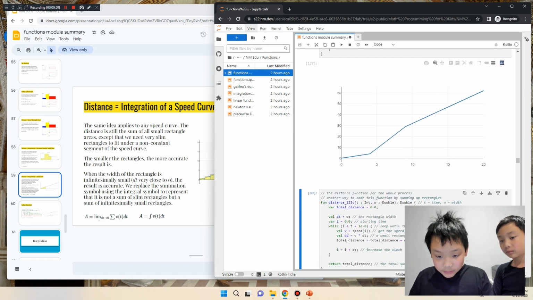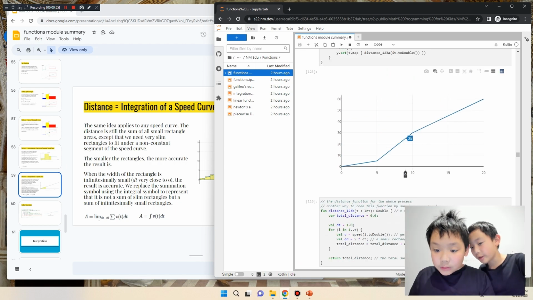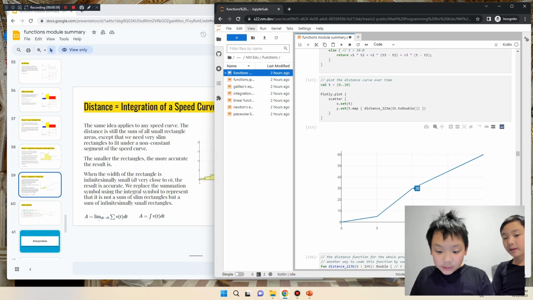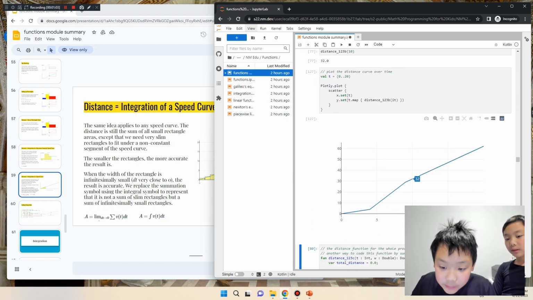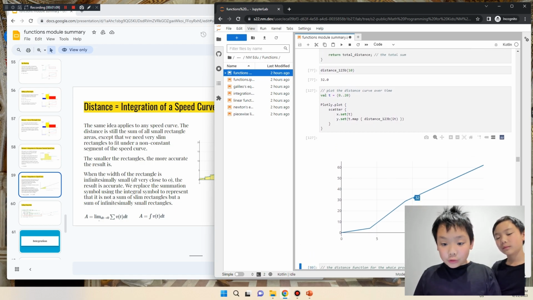So when we plot this, we can see that at time 10, it's going to be 32. But it's not very accurate. As you can see, when we did the other method, at time 10 it is 30, because that's the most accurate answer. But this one is only 32, because the rectangles here are too big.